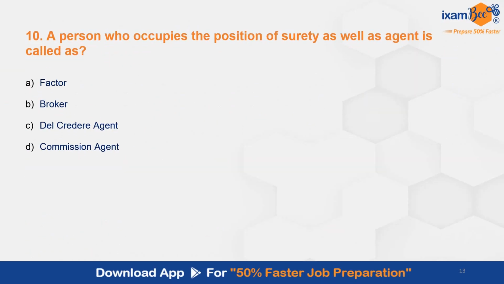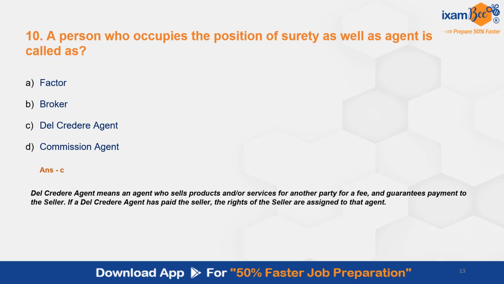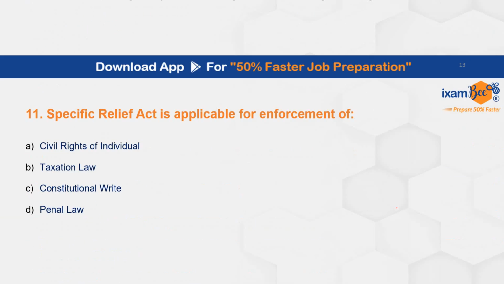Question number 10. A person who occupies the position of surety as well as agent is called as. The correct answer here is C. Del credere agent. This means an agent who sells products or services for another party for a fee and guarantees payment to the seller. If a del credere agent has paid the seller, the rights of the seller are assigned to that agent.